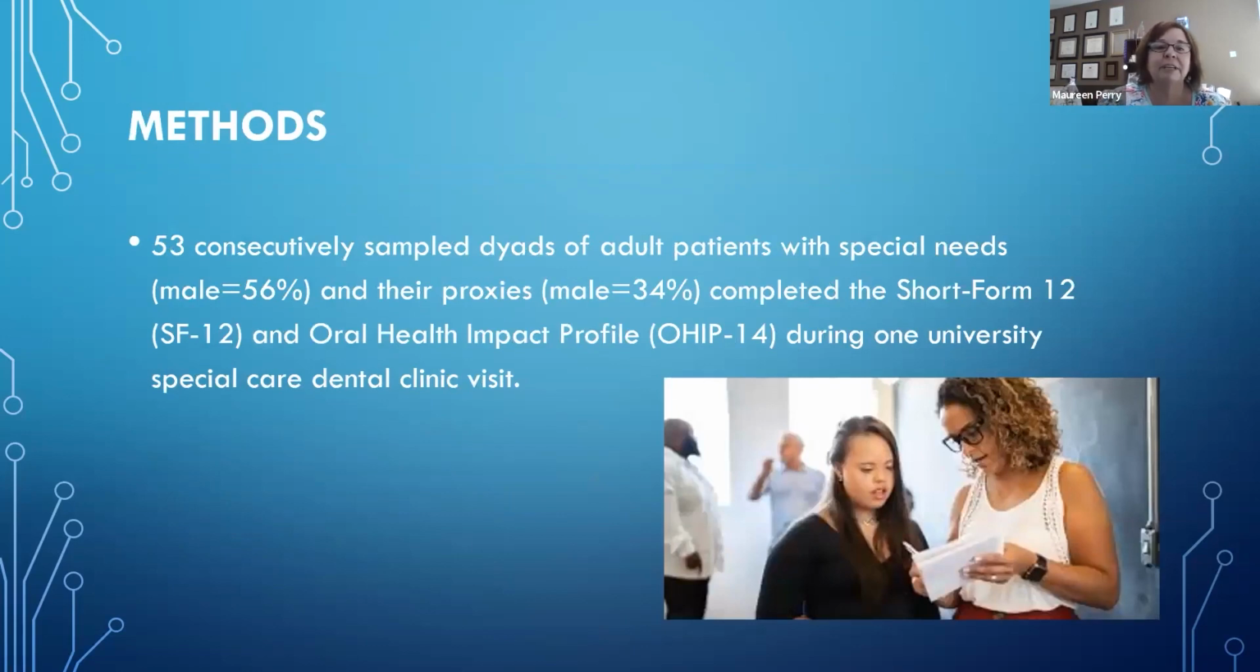So we had 53 consecutively sampled dyads of adult patients and their proxies, their caregivers. And we used the SF-12, which is the short form of a questionnaire about quality of life. And we used the standard oral health impact profile. And it was all during one visit.